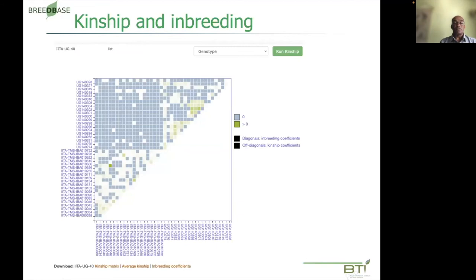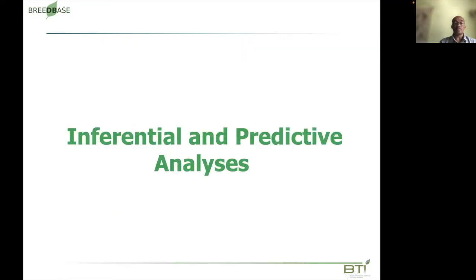If you want to check what kind of relationship there is between pairs of clones, or if there is any inbreeding in your clones, you can also use the kinship and inbreeding analysis tool. With this tool, again, you generate a heat map showing the degree and direction of the relationship between the clones and the level of inbreeding in the clones.